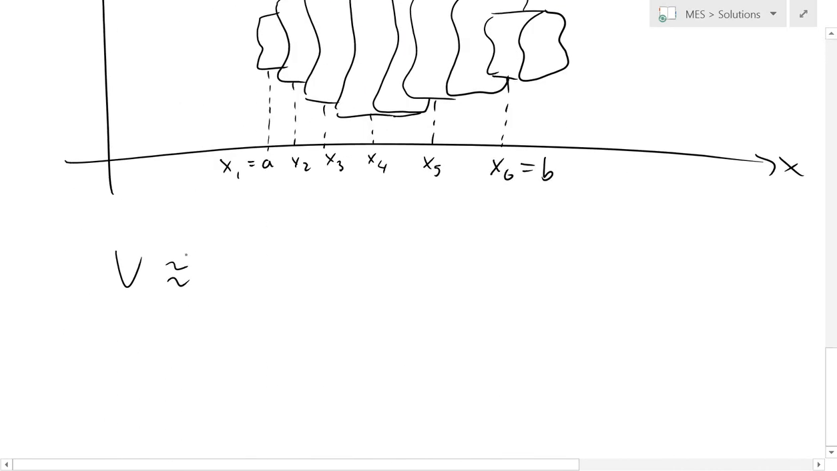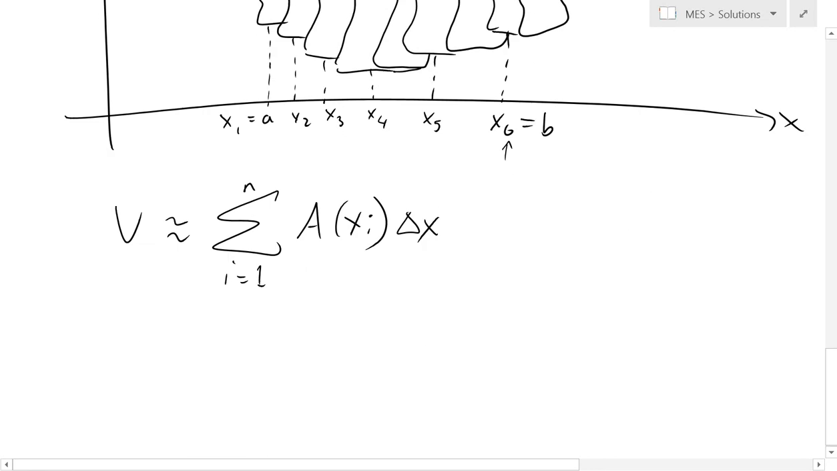So the volume right here is roughly going to be equal to the summation of every individual volume segment. We'll call this the summation from i equals 1, or sigma i equals 1, up to n just for general, but in this case n is equal to 6 right here. And then this is going to be the area of xi times delta x. So we're just going to sum this all up.